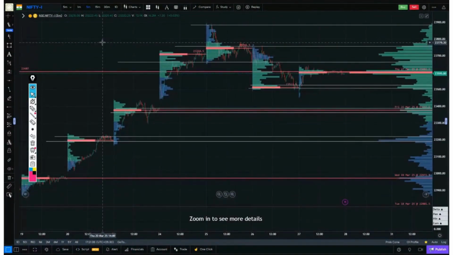So, let's take a look at today's volume profile, and how the volume profile provided confirmation in the past few sessions. We will try to read the footprint properly.